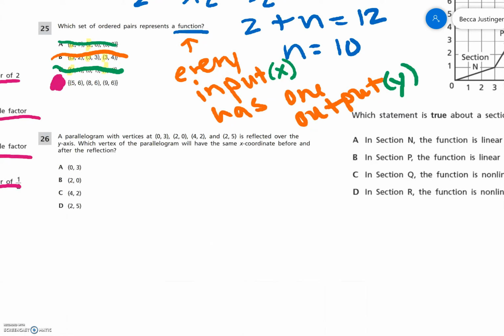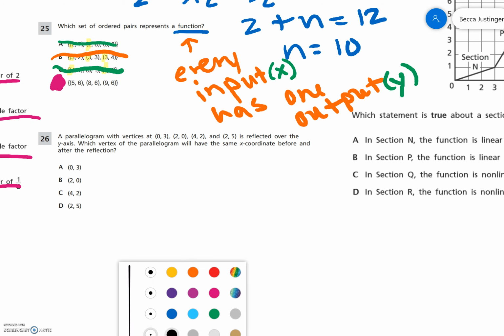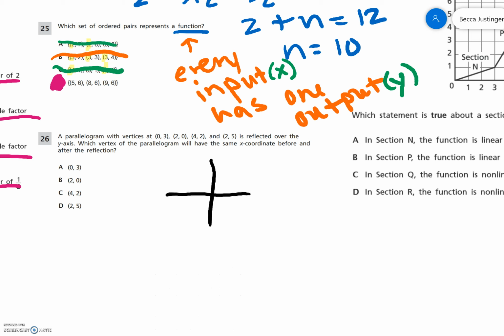26. A parallelogram with vertices at (0, 3), (2, 0), (4, 2), and (2, 5) is reflected over the y-axis. Which vertex of the parallelogram will have the same x-coordinate before and after the reflection? So if we are flipping it over the y-axis, I'm going to sketch it really quickly. (0, 3) is going to be about here. (2, 0) is here. (4, 2), and (2, 5). And we are reflecting it over the y-axis.